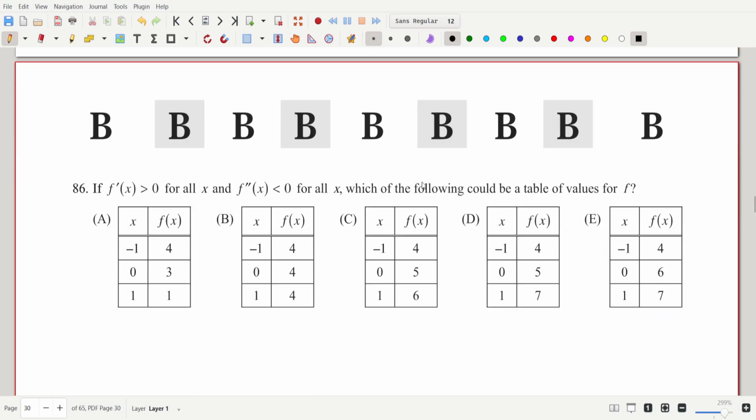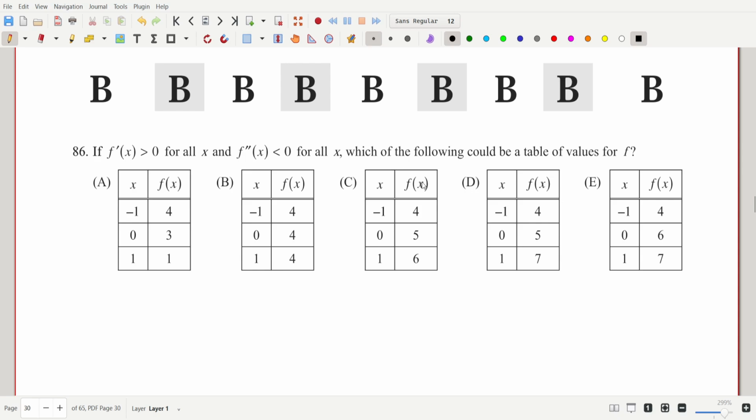Okay, 86. So it's increasing and concave down. F is increasing and concave down. Well, here F's not increasing. Here too. Okay, so C, D, or E. This one's a straight line, so it's not concave down, so that's not it.